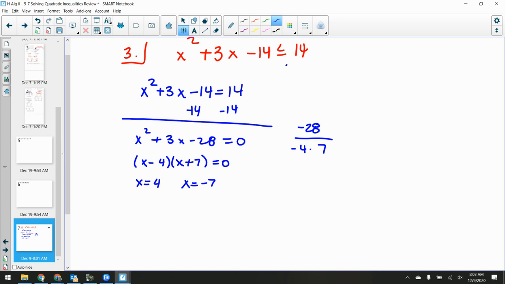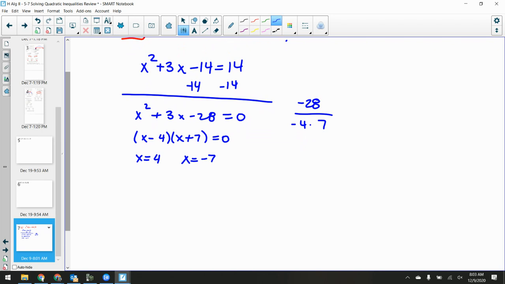Could I have done the quadratic formula? Of course. Could I have completed the square? Of course. But it factors, so that's easy. If you didn't see that it factored, by all means, use the quadratic formula. Complete the square, sure. Okay, so let me erase this, give myself a little bit more room. Let's go to our number line now.